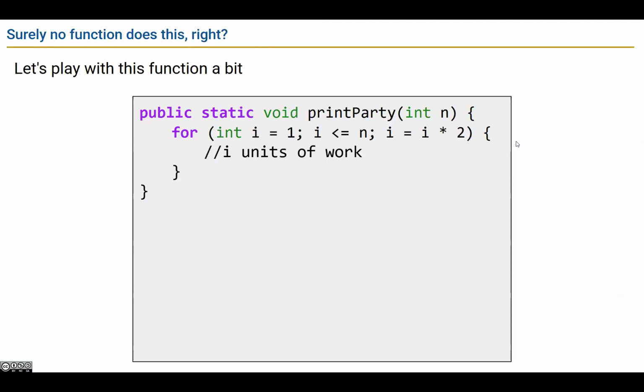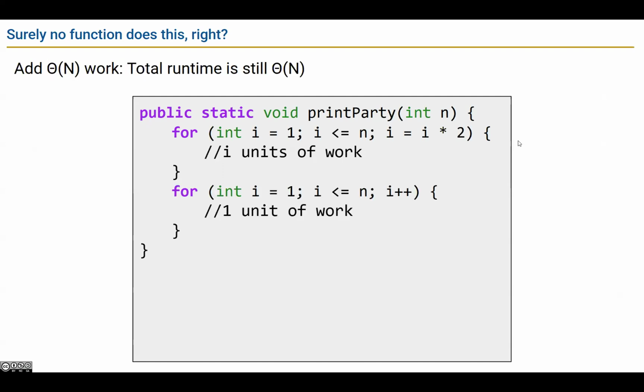Now, you might be saying that this function doesn't actually exist in reality. What kind of function does this kind of thing, right? Let's play around with this function a bit, and I'm going to knead it into a form that you might have seen before. So first step, I'm going to add theta n total work. I'm just adding this new loop that does 1 unit of work from 1 to n. That doesn't change the runtime, right? No, theta n plus theta n is still theta n.